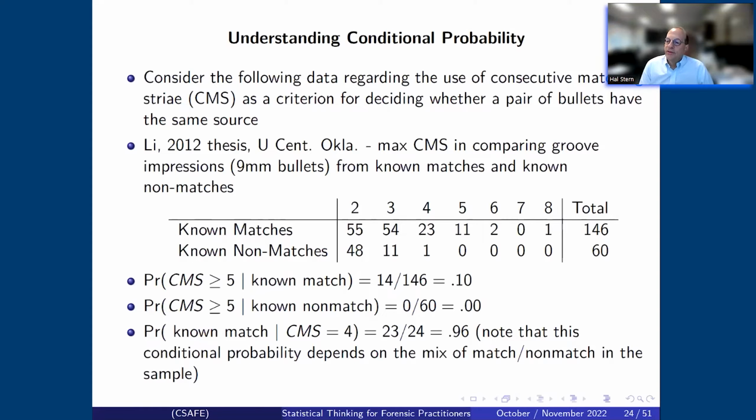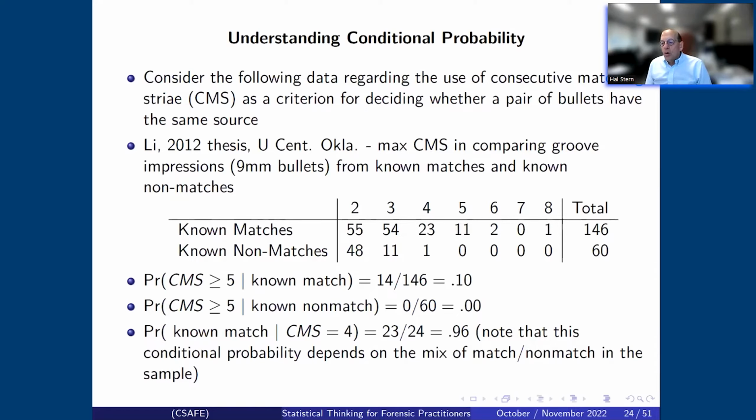And the student actually did the microscopy and recorded the maximum number of consecutive matching stria and recorded the data in a table here. And so here, each number in the table records, for either the known match case or the known non-match case, the number of consecutive matching stria. There were 23 examples in which it was a known matching pair, and the largest consecutive matching stria was 4. So how might we use a table like this?